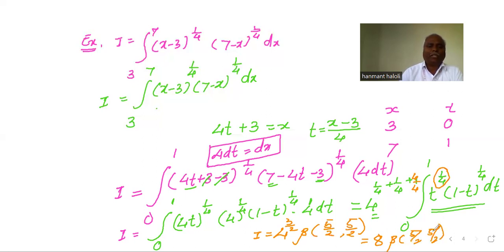This is the way to calculate. Then afterwards you can use the formula to express it in terms of the gamma function and get the values. This is the simplest way to convert complicated integrals or functions of functions integrals into soluble form. Now we can go for one more example, which covers one more property.